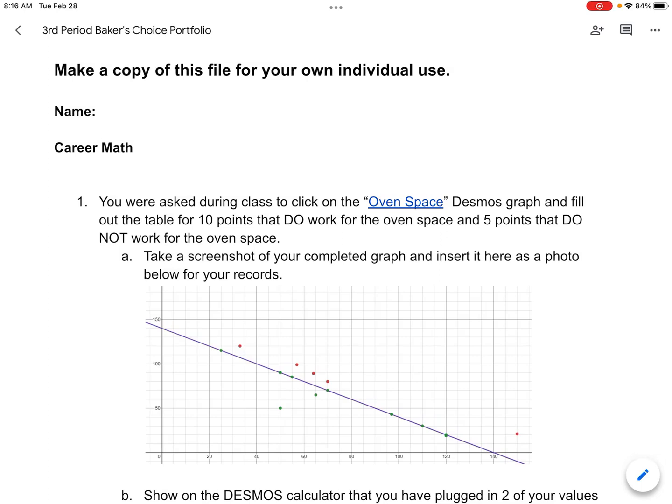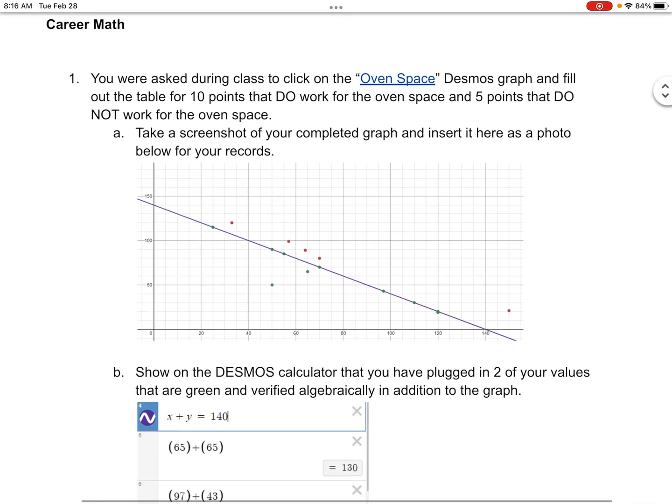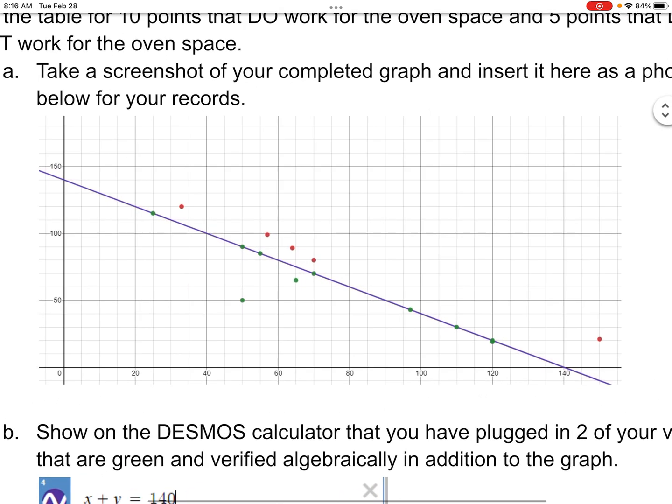Okay, so yesterday we did the oven space. We had space in the oven for 140 boxes of cookies, and you came up with a graph that looks something like this. Our green points were on the line, which represents 140 boxes of cookies, or below the line, which were under the 140. All the red dots represented more than 140 boxes of cookies, so maybe 80 and 80, which is 160 boxes.